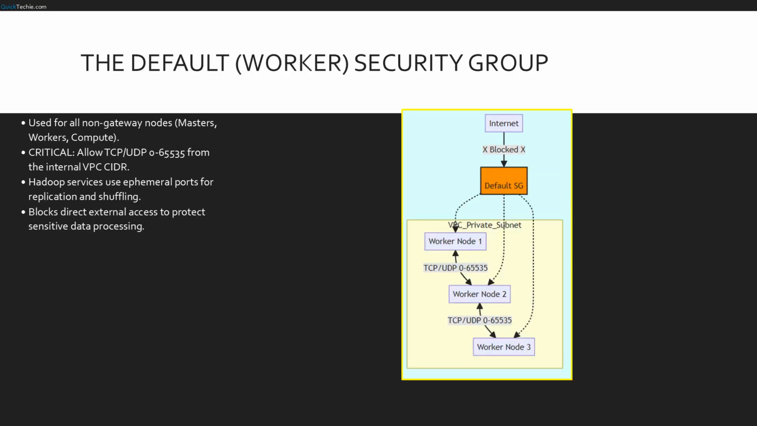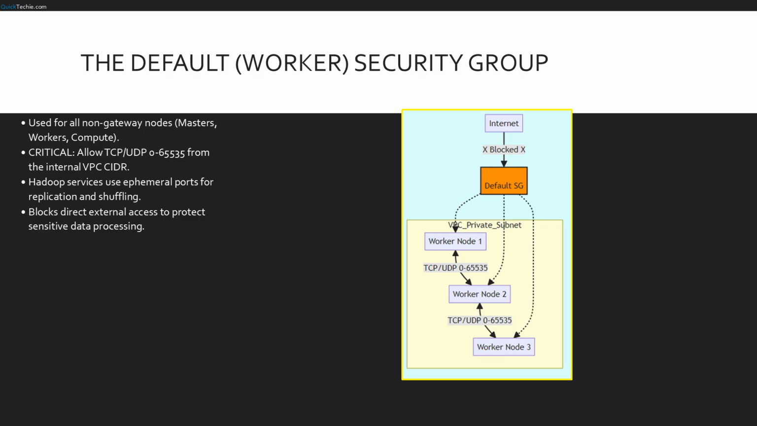Next is the default security group for your worker nodes. The golden rule here is often a surprise to traditional admins. You must allow all TCP and UDP traffic on ports 0 through 65535, but only from the internal VPC CIDR or the security group itself. Why? Hadoop services dynamically allocate ephemeral ports for tasks like data replication and shuffling. Restricting this internal traffic will cause service failures. While this group allows open internal talk, it should strictly block direct inbound access from the internet to protect your data.